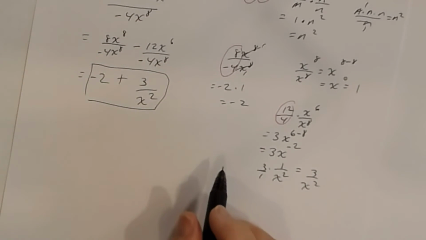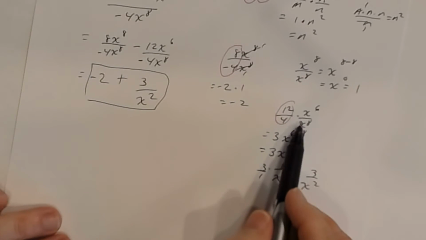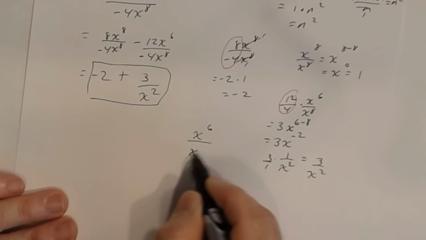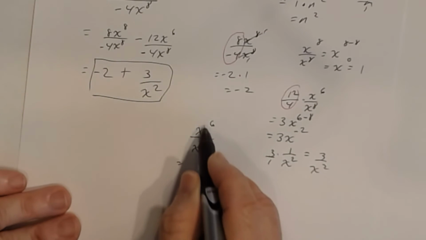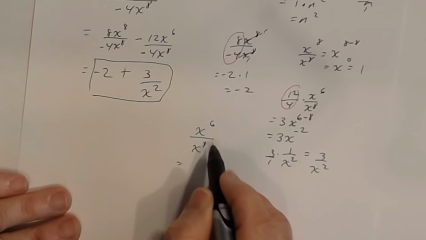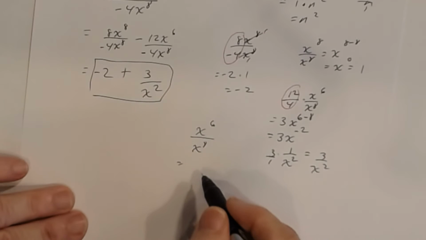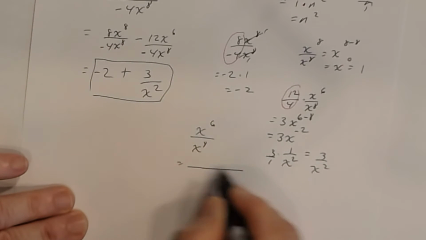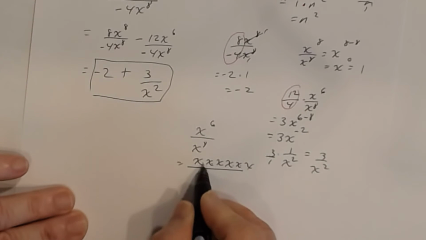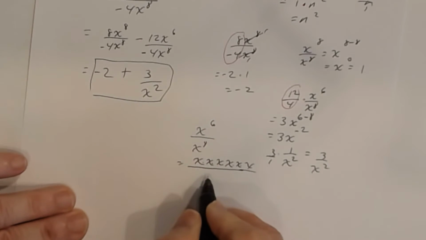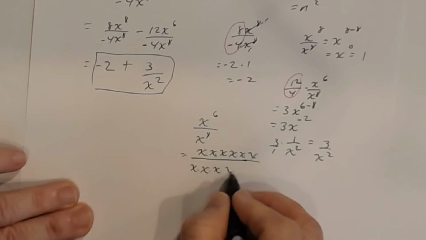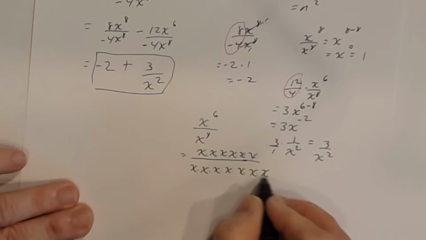Now, I want to look at this from another point of view. This right here, the x to the 6 divided by x to the 8. Remember, x to the 6 means 6 factors of x, and x to the 8 means 8 factors of x. So it's a lot of factors of x that you'll be writing. But let's look at this. I have x times x times x 6 times: 1, 2, 3, 4, 5, 6. In the denominator, I have x times itself 8 times: 1, 2, 3, 4, 5, 6, 7, 8.